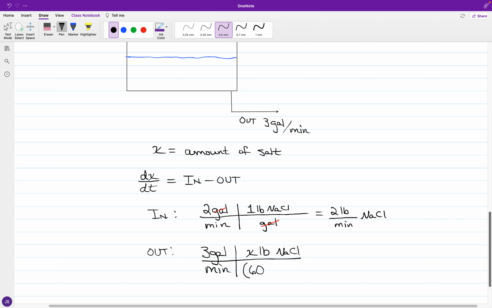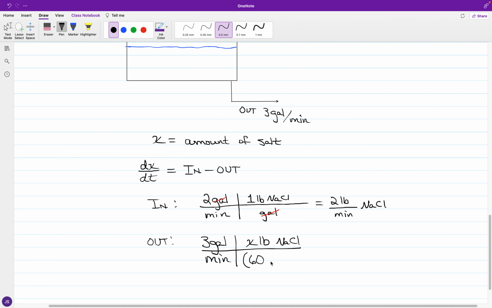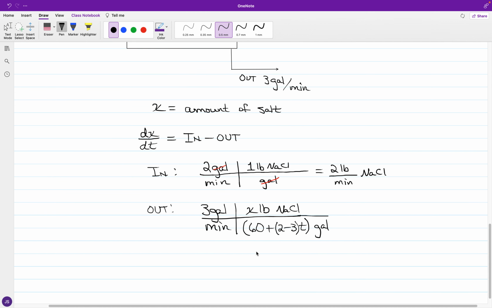you're going to have 60 plus your flow rates, 2 gallons per minute minus 3 gallons per minute times the amount of time, for the number of gallons. And let me just reestablish: initially the tank has 60 gallons.